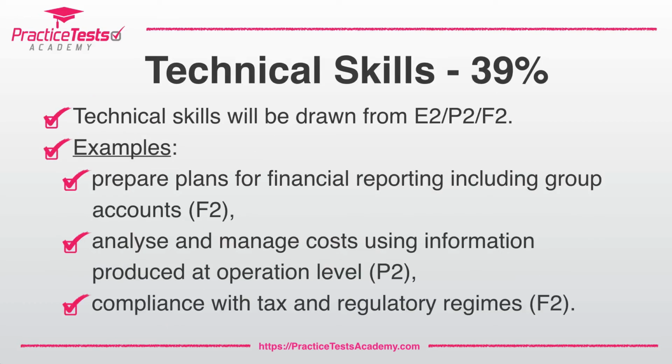Now let me just quickly walk through all the skills that are needed. So technical skills account for 39%. They cover all the 3 papers, as you can imagine. It's also assumed that you have the knowledge from the previous papers. So for example, in the performance pillar, if you know from P1 the product costing techniques, it's going to be very useful for you to figure out what the price of a product could be based on the information that you have from the previous papers.